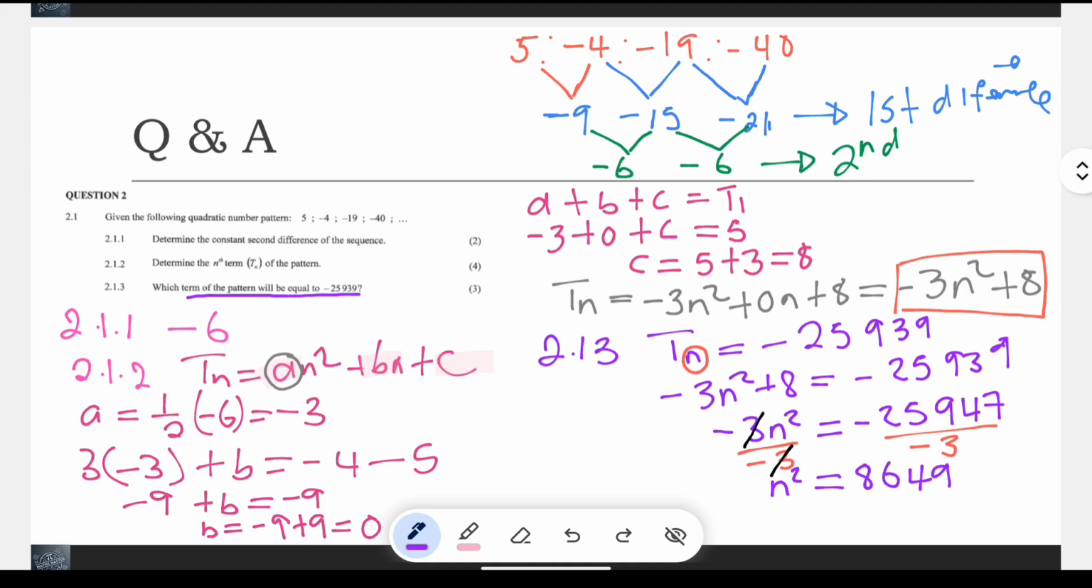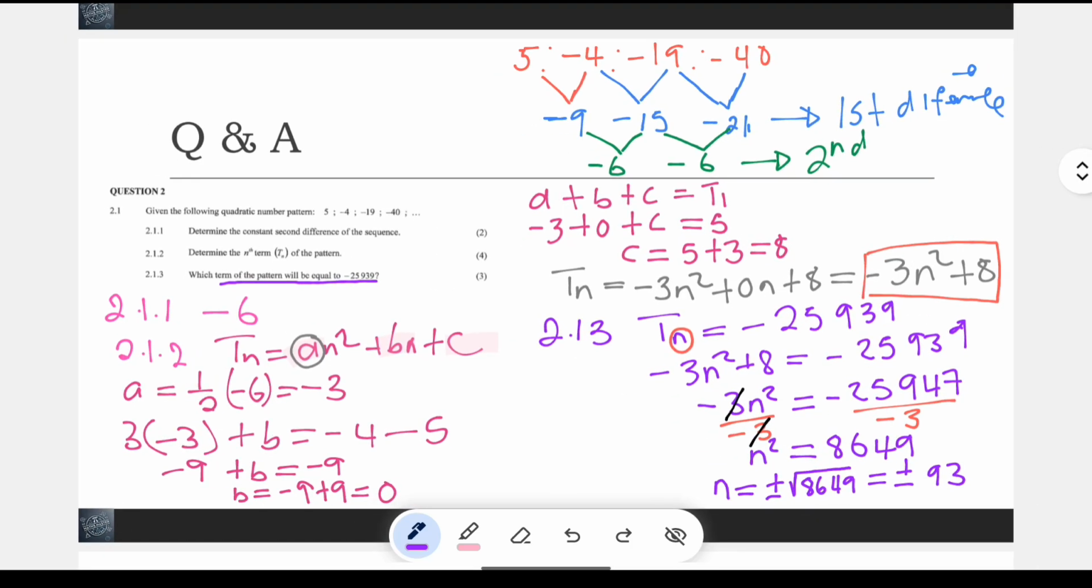So now we're going to square root both sides, and then we'll have n is equal to plus or minus the square root of 8649. And that will be equal to plus or minus 93. Remember, our n can never be negative. The position of the term will never be negative. Therefore, we're going to say n is equal to 93. So that will be T93, which is equal to minus 25939. Right? Okay. Going forward, now we're moving to arithmetic sequences.